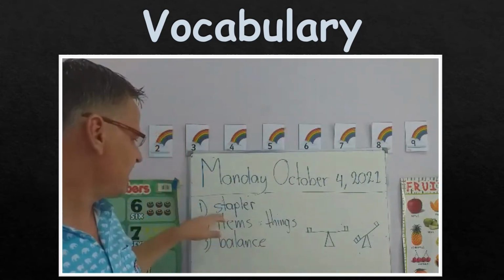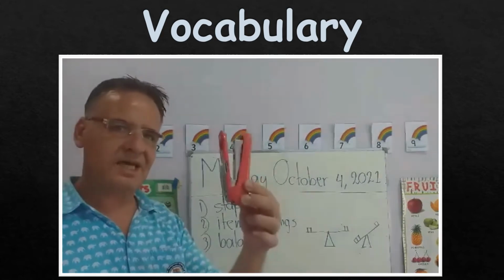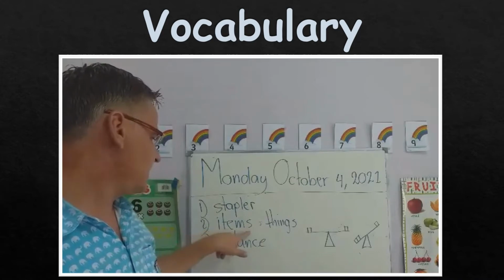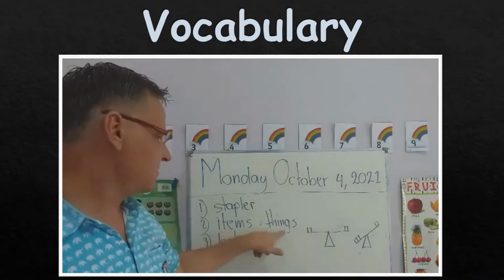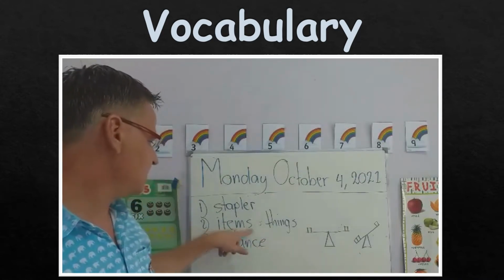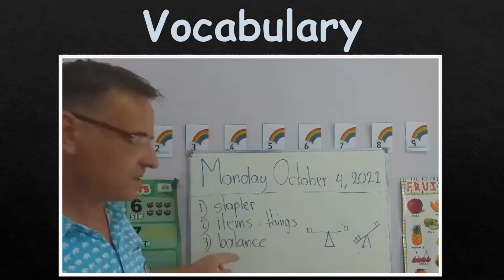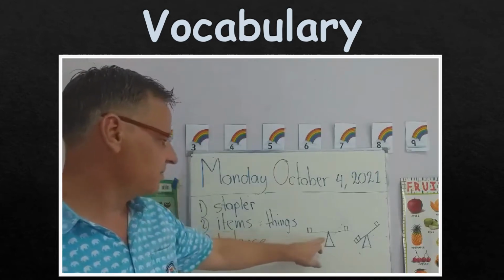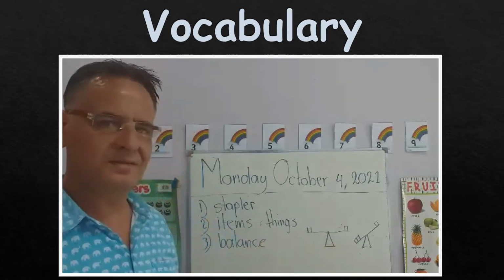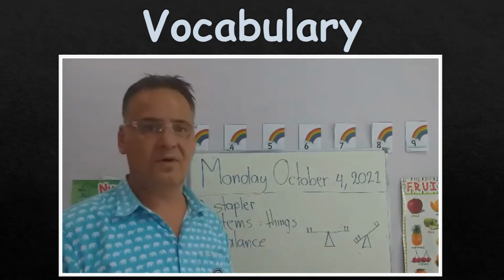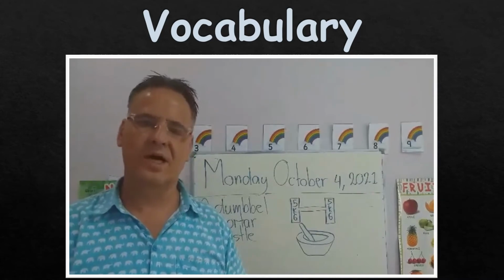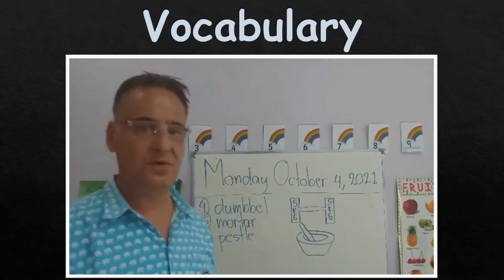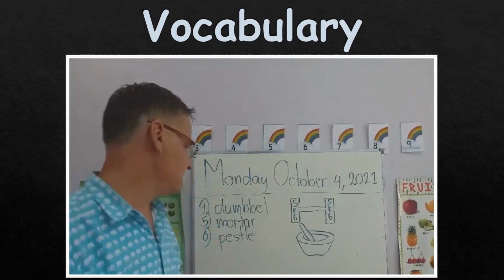Okay, so one more time. Stapler, S-T-A-P-L-E-R. Number two, items, same as things, I-T-E-M-S. And balance, B-A-L-A-N-C-E. That's in balance, that's out of balance. Okay, three more words. These are items that they use in the book to weigh stuff with.